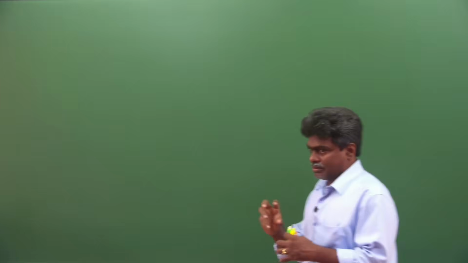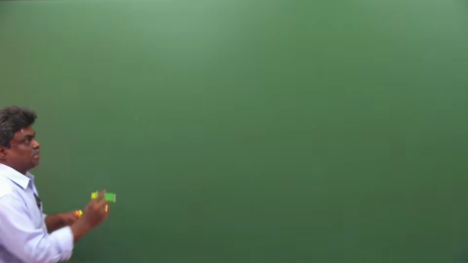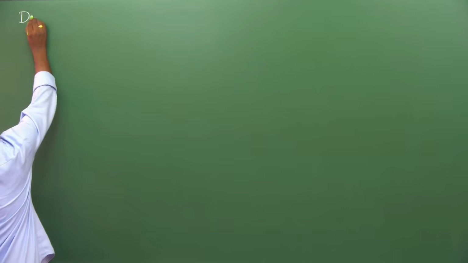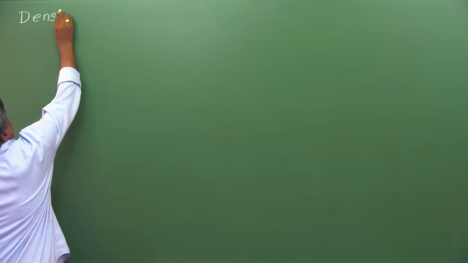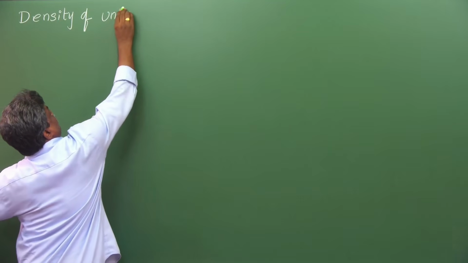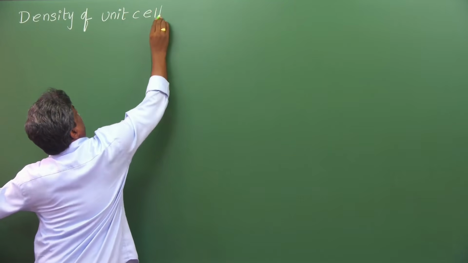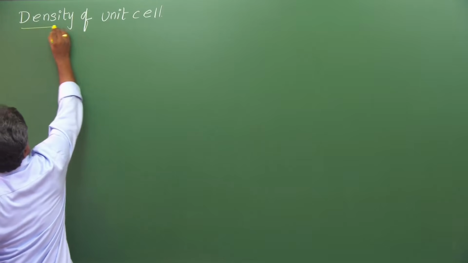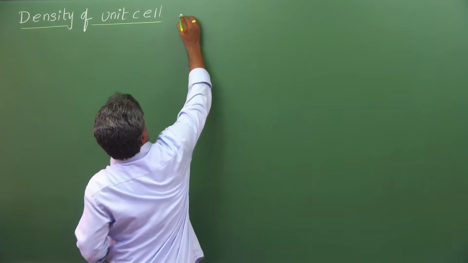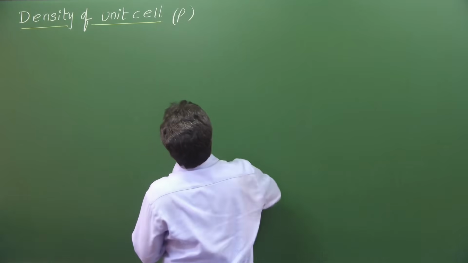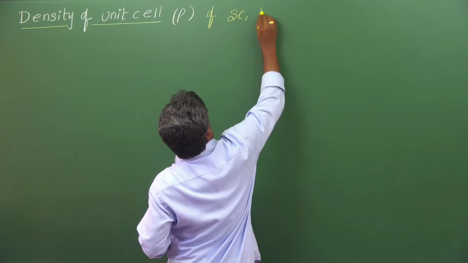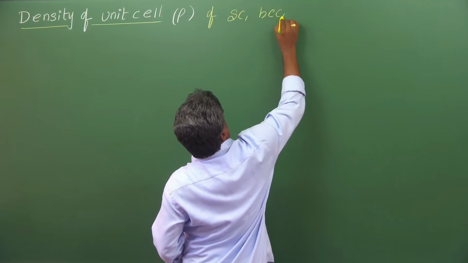Okay. Let us change the concept. Take a fresh page and put the heading: density of unit cell. This is represented by rho. Unit cell of what? I am discussing unit cell of simple cubic, BCC and FCC.